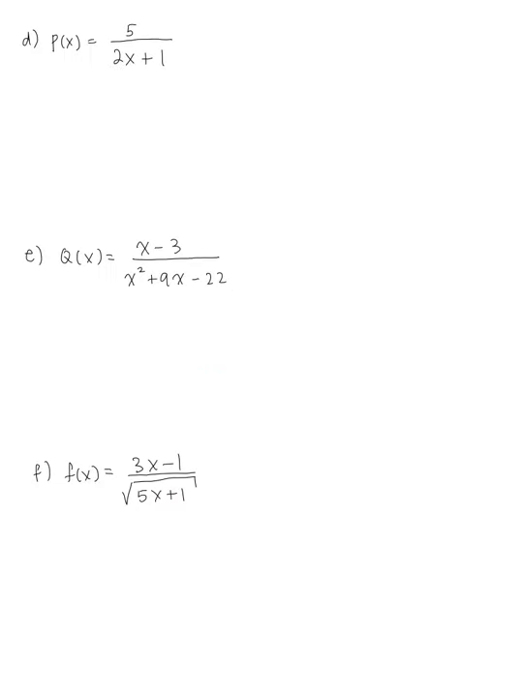All right, so now let's take a look at something a little bit different. So we're still playing the same game. We want to find the domain. So part D, p of x equals 5 over 2x plus 1.